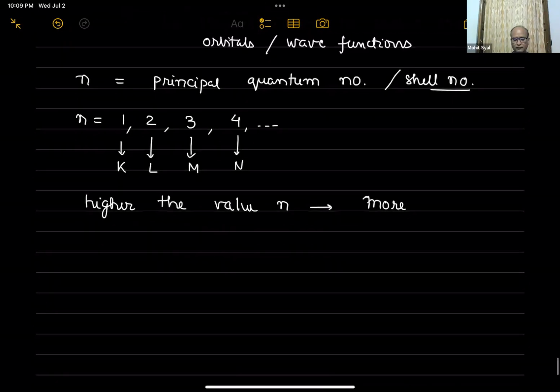Right? So higher the value of n, more will be the energy of the electron.